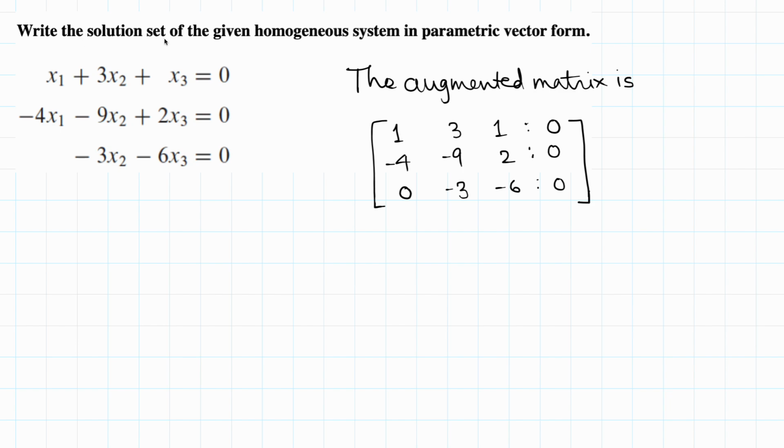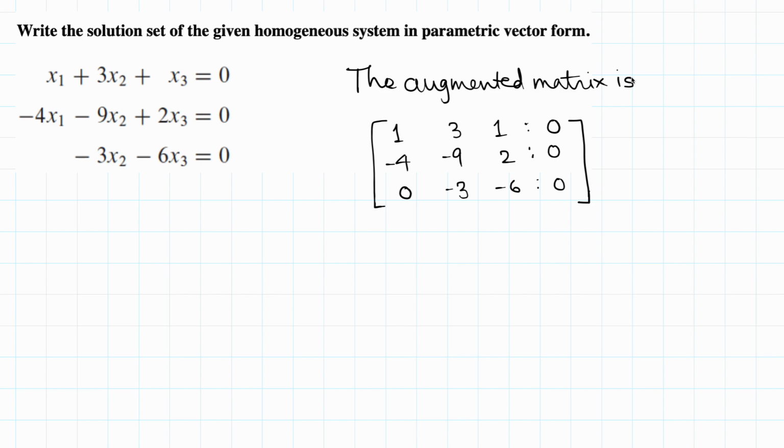The solution set of the given homogeneous system in parametric vector form. So we want to solve this. Then when we write the solution in the final step, we want to convert that into parametric vector form. Anyways, we want to first write the augmented matrix for this system.